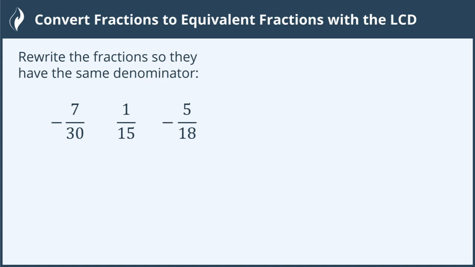Hi everyone, in this video we are going to convert fractions to equivalent fractions with the LCD, or the least common denominator, or the smallest common multiple. That's just another way of saying the least common denominator. So our denominators are 30, 15, and 18, and we want to find the very smallest number all of those will go into. So I'm going to do the listing out method.